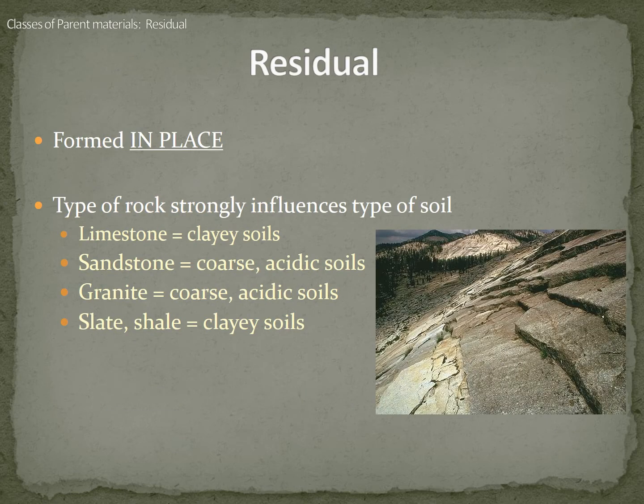Residual parent material is formed in place. It's literally just rock that weathers right where it's at and turns into soil. Limestone weathering in place tends to give us really clayey soils. Sandstone tends to give us really coarse acidic soils. Granite tends to give us very coarse acidic soils. Slate and shale both weather in place to give us clayey soils. And so here is where residual parent material comes into importance: the type of soil that it weathers into. Again, residual parent material is formed in place.